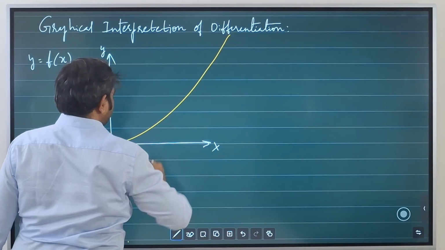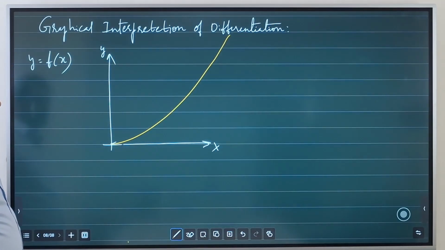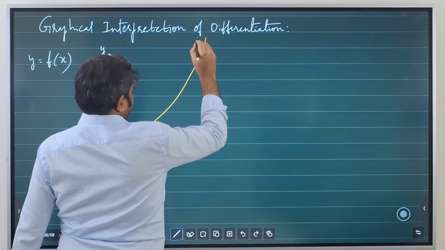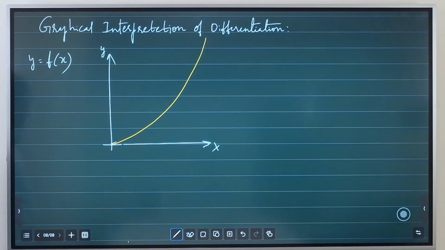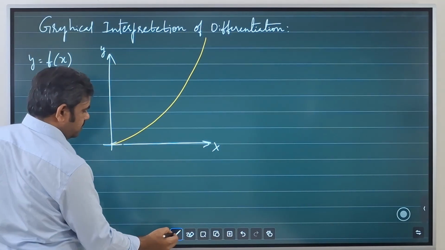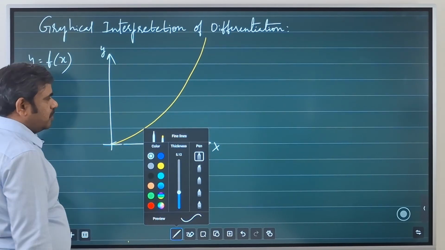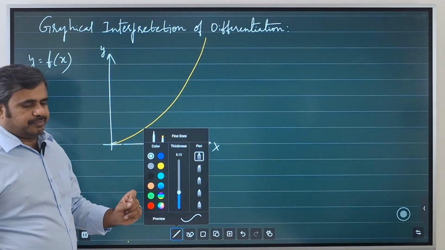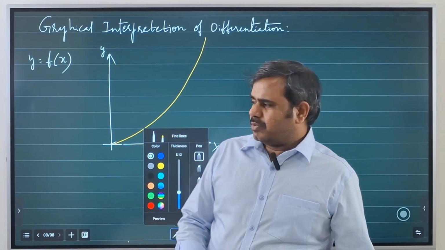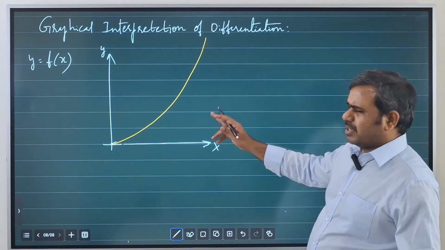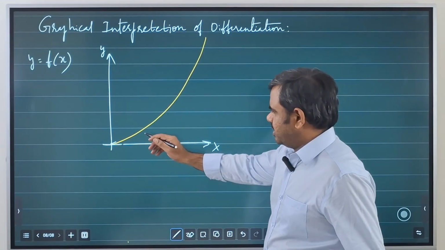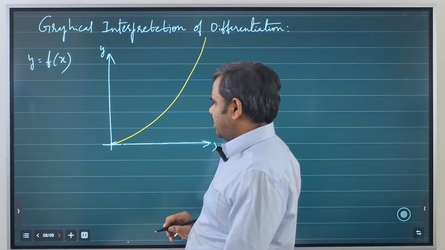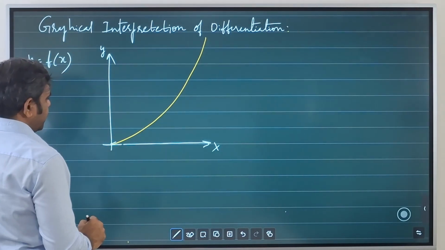Let's draw a graph like this. Now look at this graph. In this graph, what is happening as x is increasing? As x is increasing, y is also increasing, that you can see. As x goes to larger and larger values, y is also going towards larger and larger values.